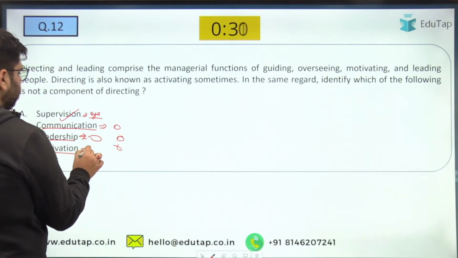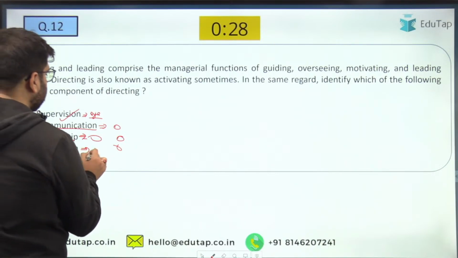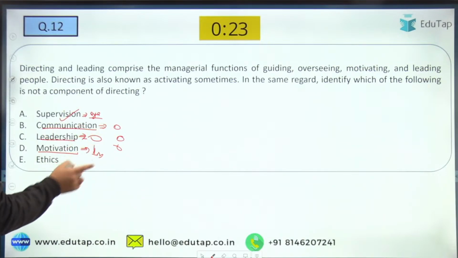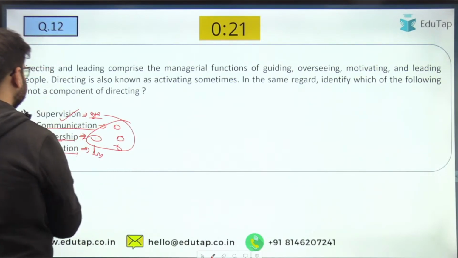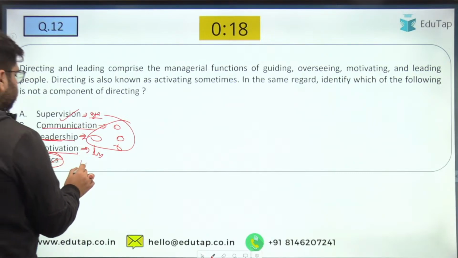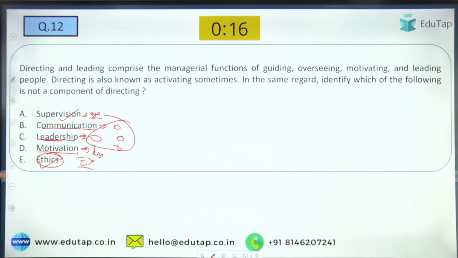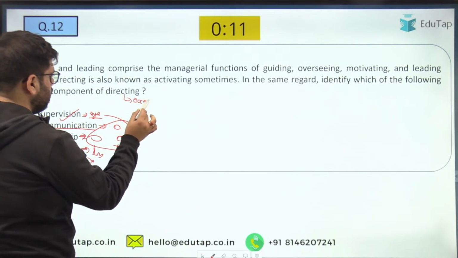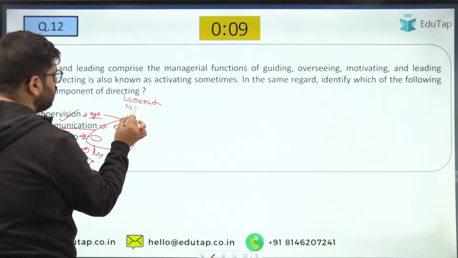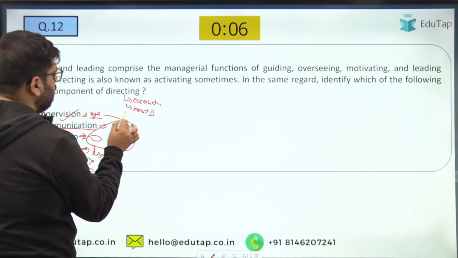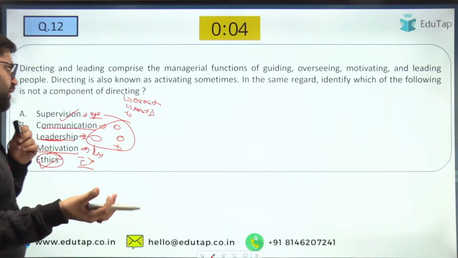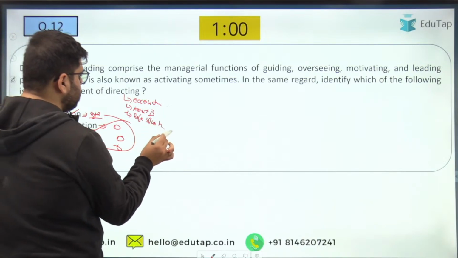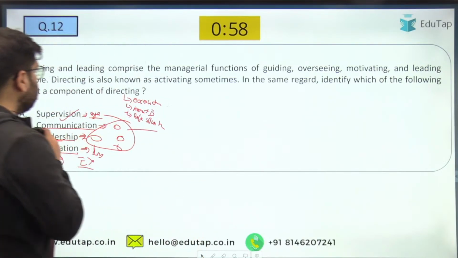Motivation basically means to direct somebody towards the accomplishment of goals. Motivation is singular, like you talk about one person only. Leadership is kind of team based. The correct answer will be ethics, because ethics is not part of directing. And do remember, directing is also known as the executive function. Directing is also known as the heartbeat of management, the heart of management. Life spark, इसे life spark भी बोलते हैं. Life spark of management. All are very important terms in the field of management.